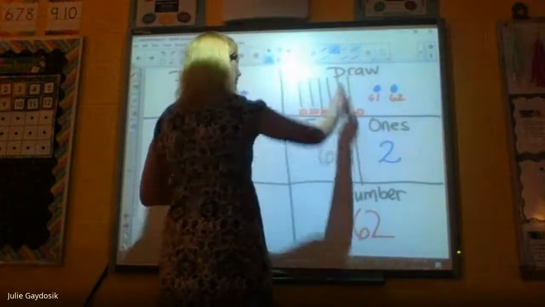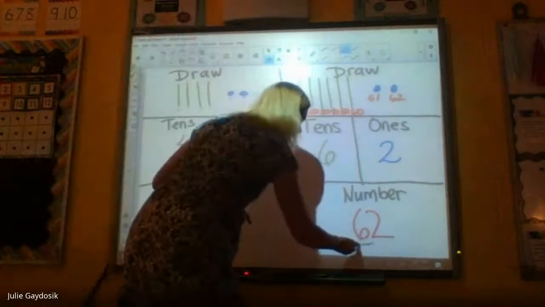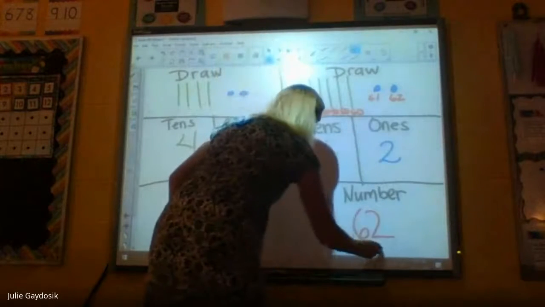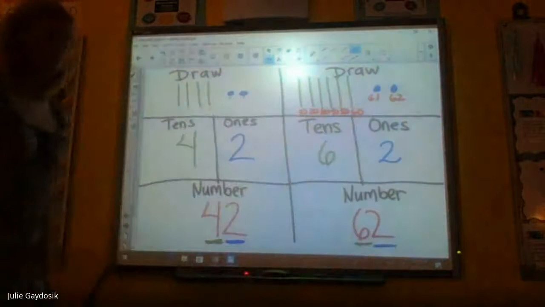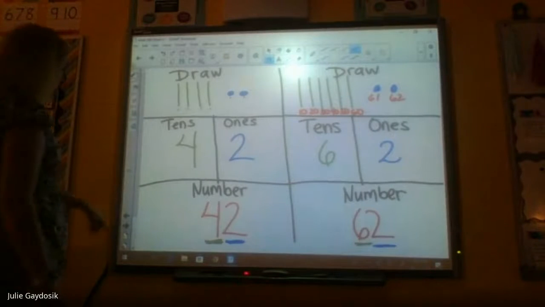Now remember, this number should be the same as the 10s place. This number should be the same as the 1s place. They're the same thing. So if you need to, you can always hit pause, and then you can come back and join us again.